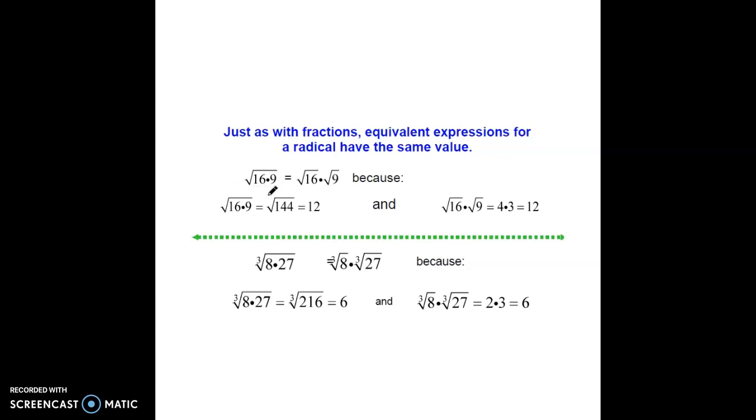The square root of 16 times 9 is the same as the square root of 16 times the square root of 9, because if you solve the left side of this equation, 16 times 9 is 144, so the square root of 144 is 12. And then on the right side, we know that the square root of 16 times the square root of 9, well, these are perfect squares. So the square root of 16 is 4, and the square root of 9 is 3. So 4 times 3 is 12, and they are equivalent. Okay, so that's all that's saying.